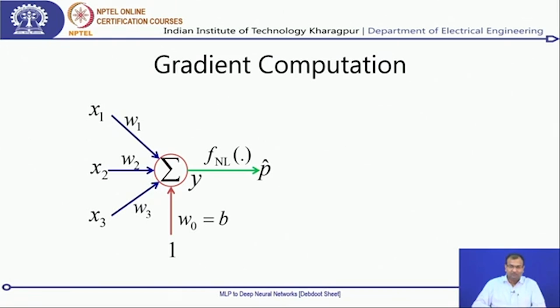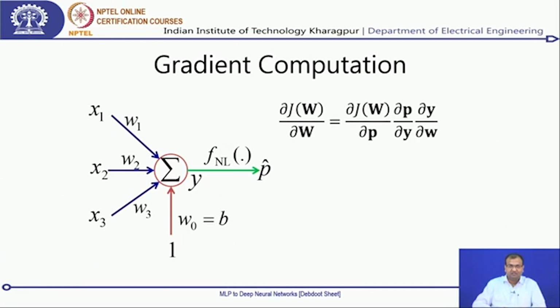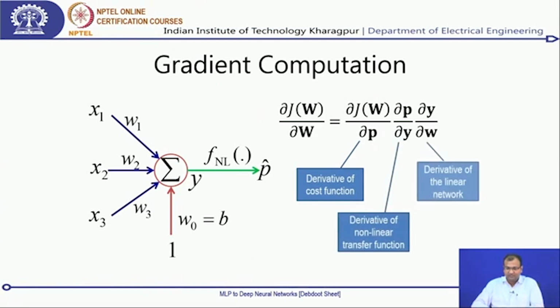Now, while we have done the forward pass, which is from x to p hat, the question we had raised is how to get this derivative, and that was by doing a partial product of different derivatives. So, you take the derivative of the cost function, which is derivative of J(w) with respect to the output p, then you take a derivative of p, the predicted output, with respect to y, which is the output from the summation block, and you take a derivative of y with respect to w, which is known as the derivative of the linear part of the network.